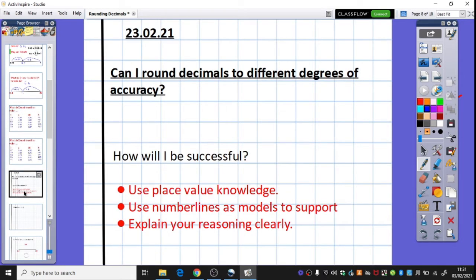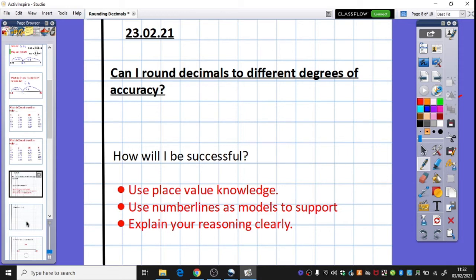So the main part of our session then is we are going to be continuing to look at decimals, and today we're going to have a go at rounding decimals. In order to be successful, we're going to need to use our knowledge of place value. We're going to need to use number lines as models to support us, and we're going to need to explain our reasoning really, really clearly.